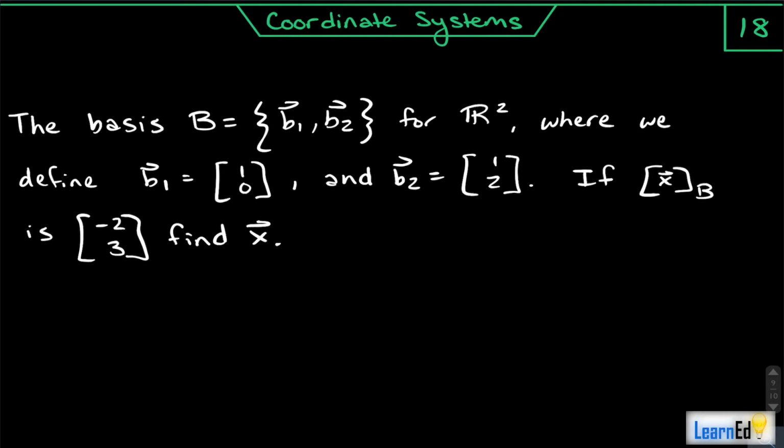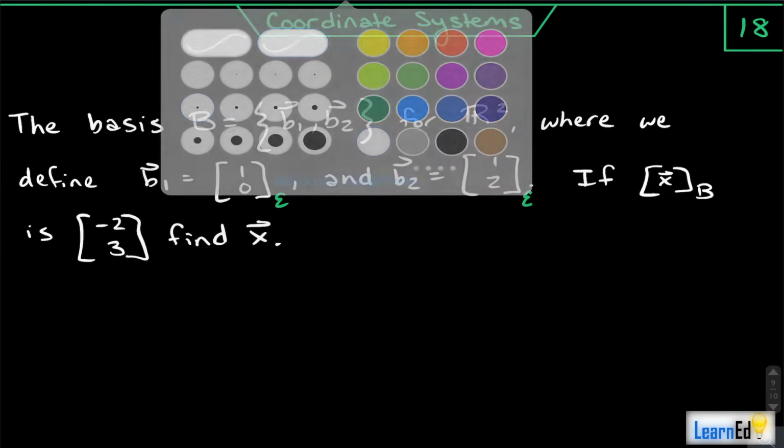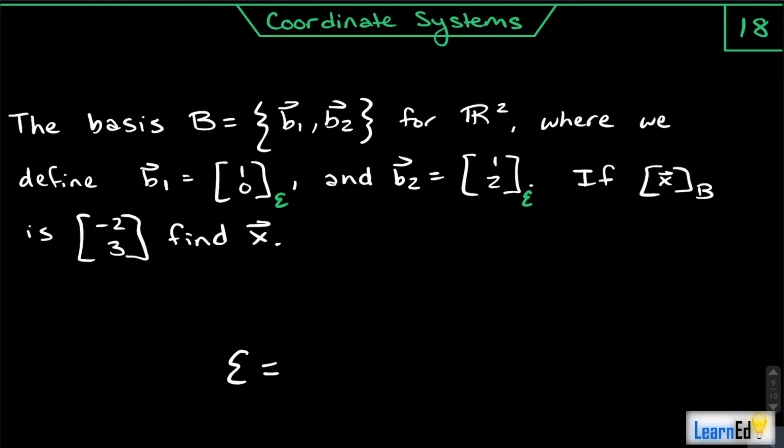What I think really would have helped me when I was in linear algebra was knowing that whenever we're given a basis without anything here, this is relative to E. This is basically saying, here's what B1 and B2 are relative to your standard basis. That's what this E means. Now, what is the standard basis? Well, the standard basis for R2 is 1, 0 and 0, 1.